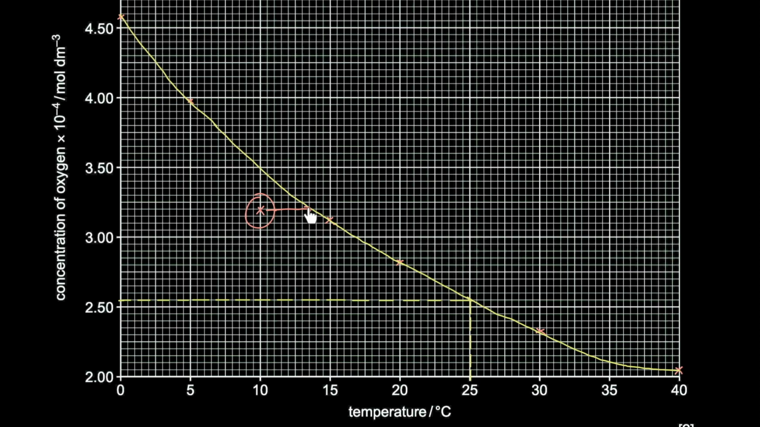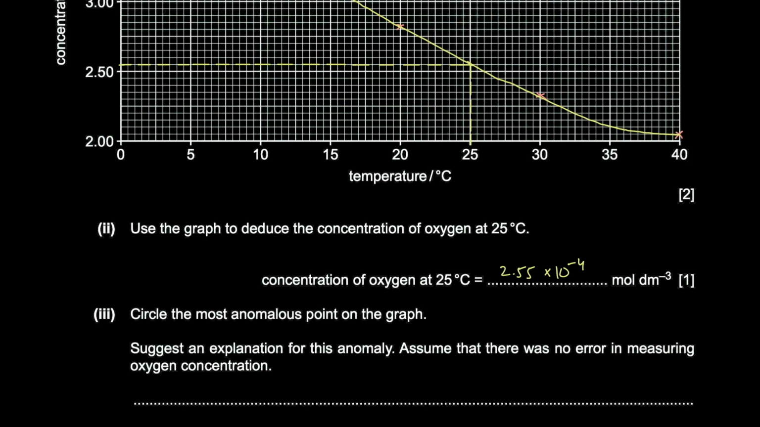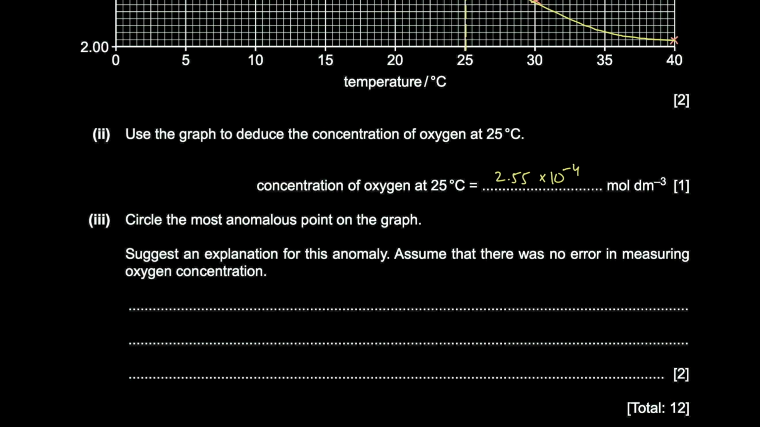This point should lie somewhere here. Again, because no mistake has been made in determining the concentration of oxygen, it should correspond to a temperature of around 13.5 degrees Celsius. So the actual temperature was 13.5, but the recorded temperature is 10 degrees Celsius. So here we will say that the actual temperature is greater than the recorded temperature.